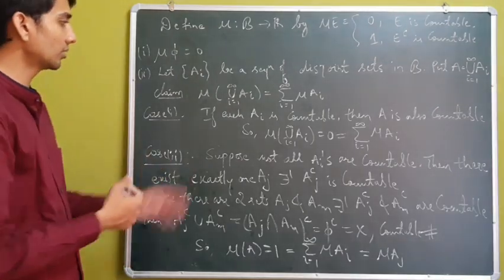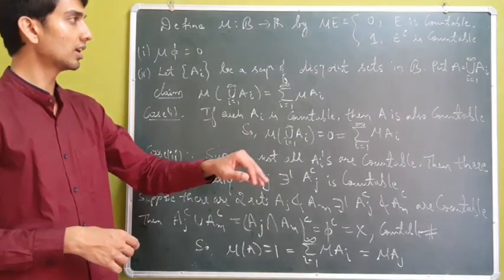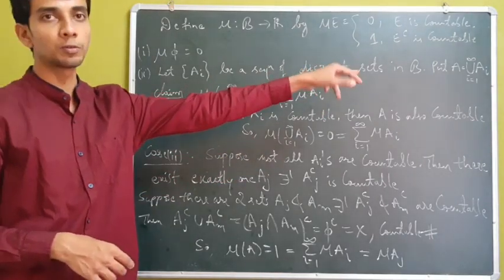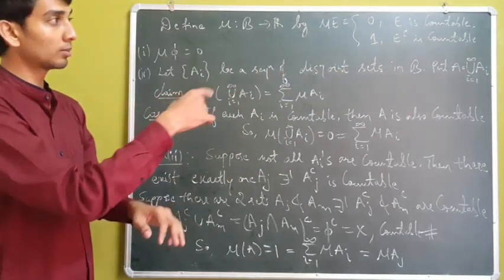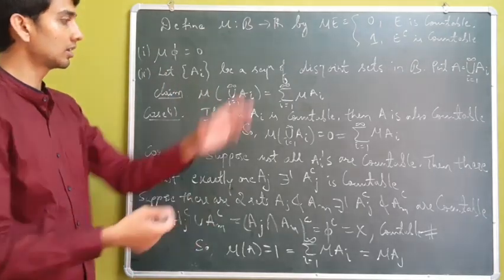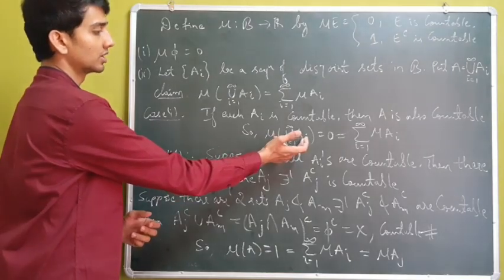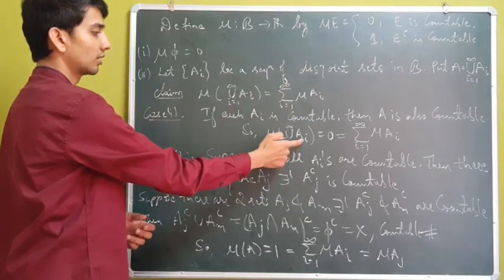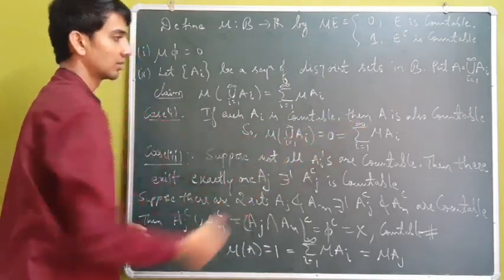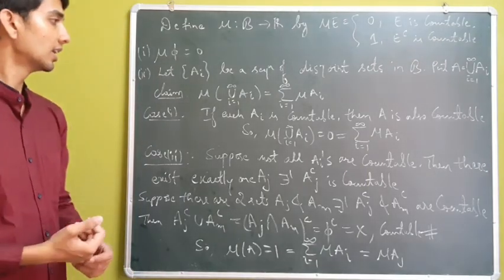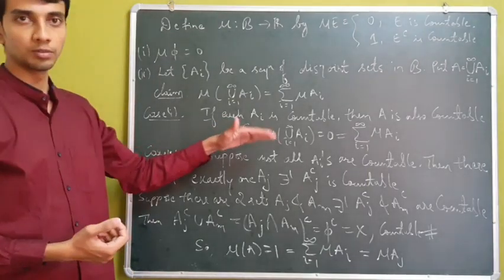So in case one, where each A_i is countable, we have the union of countable sets. A countable union of countable sets is countable, so we are done. As the measure of a countable set is 0, the measure of the union is 0, which is the same as the summation of mu of A_i. So in the first case we are through.